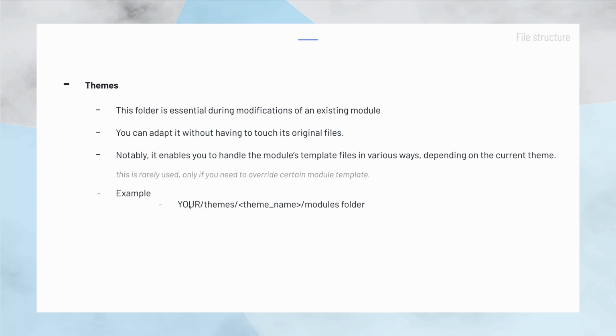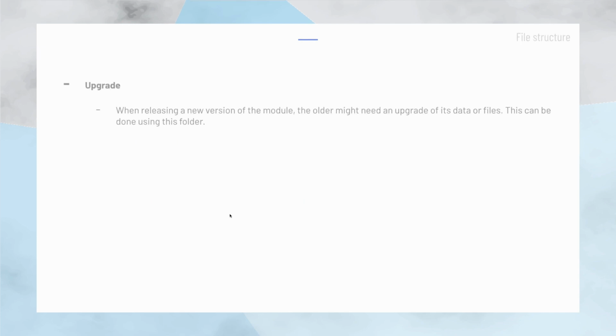So this will be your module /themes, and we have here the theme name, for example, classic, and /module. Let's suppose we need to override the contact form using our module, then we'll be having /contact form. Now let's move on to upgrade.